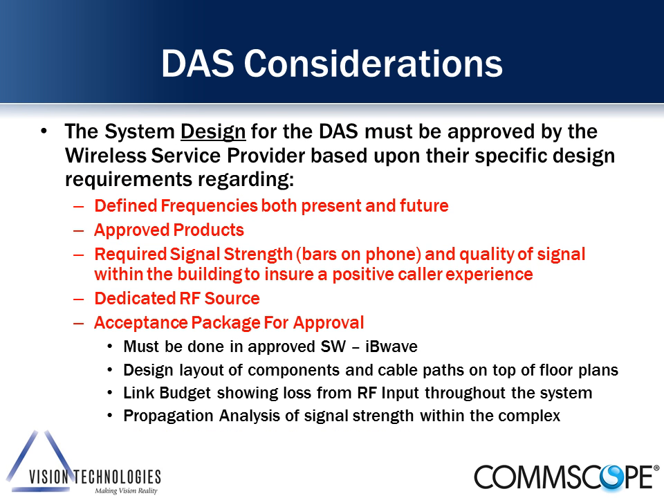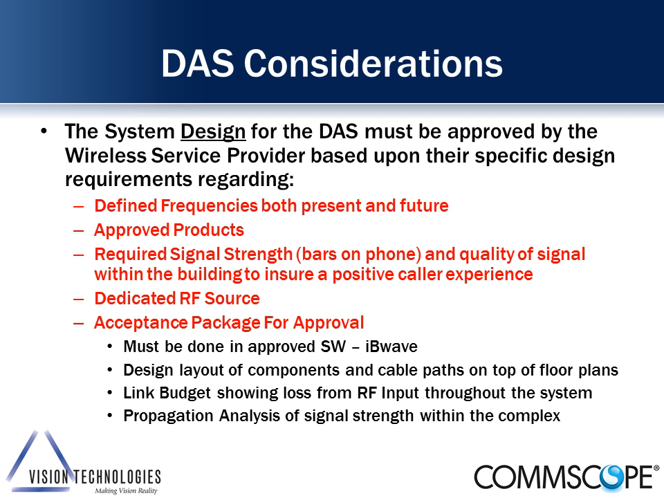Some of the other key points: the design that you provide for a distributed antenna system, even if the wireless carriers are not paying for it, still has to be approved by the wireless service carriers. They have an approved product list of the products they expect to use. They're going to determine what the signal strength, those bars on your phone, should be, and also the quality of the signal coming into the building. They have metrics that they require. And they're also going to require a dedicated RF source, as I told you before. Each one is going to feed the DAS with their own.